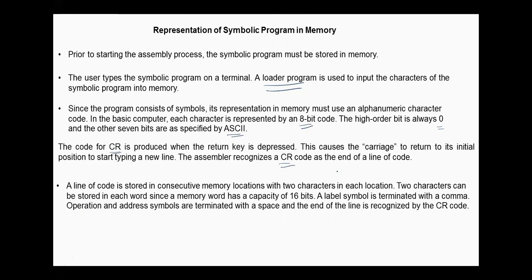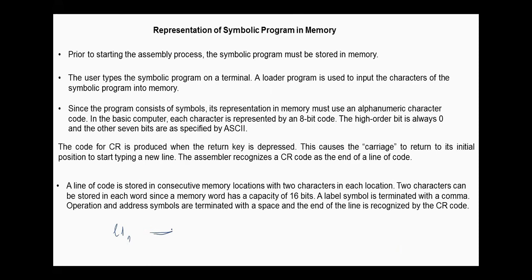In the basic computer, each location can store at most 2 characters. Since the size of each location is 16 bits, we can store at most 2 characters, since the ASCII code for each character is 8 bits. A label symbol is terminated with a comma. For example, we have label 1, comma, and here the instruction.